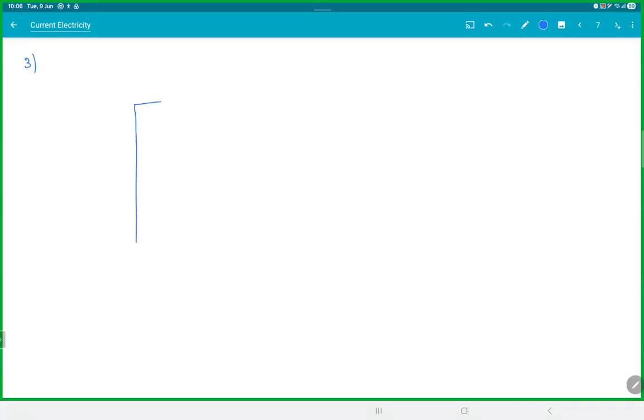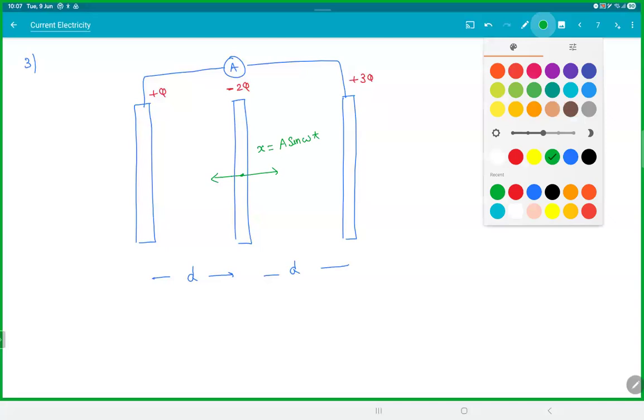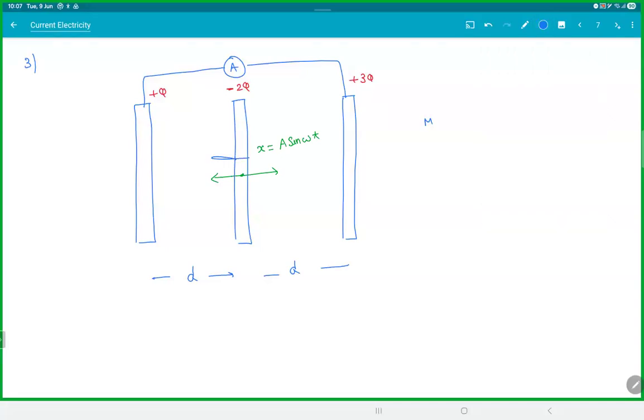We have three parallel plates. This distance is d. This distance is d. These two are connected by a wire, and we have an ammeter here, and these two are connected with a wire. This guy has a charge plus q. This guy has a charge minus 2q, and this thing has a charge plus 3q. And now what happened? The middle plate started oscillating in SHM. x is equal to a sine omega t.